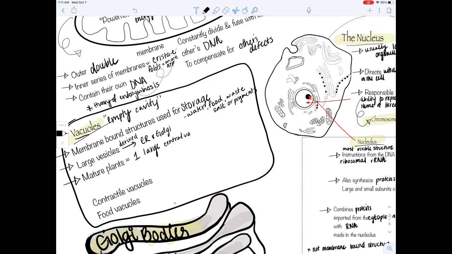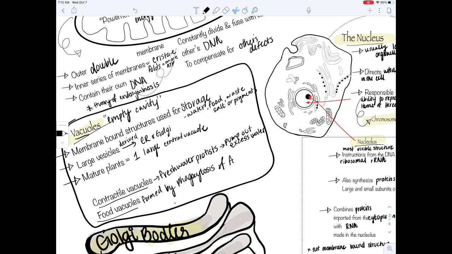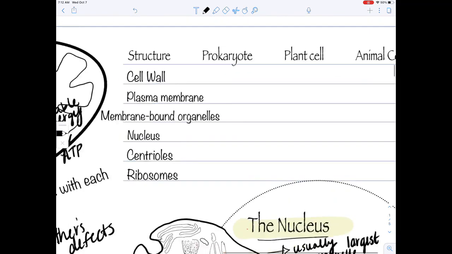In mature plant cells, we're going to have one large central vacuole, and a couple of vocabulary words we can look at with vacuoles would be contractile vacuoles. These are used in freshwater protists to pump out any excess water. We have food vacuoles, which are formed by phagocytosis of foreign material.